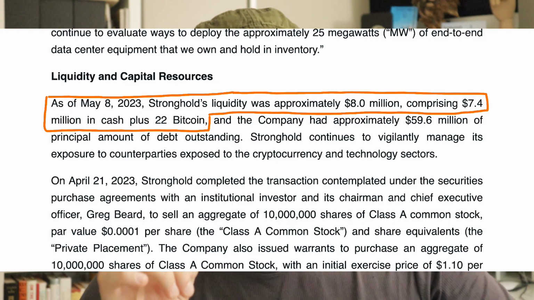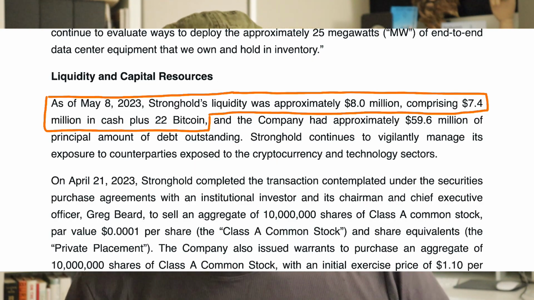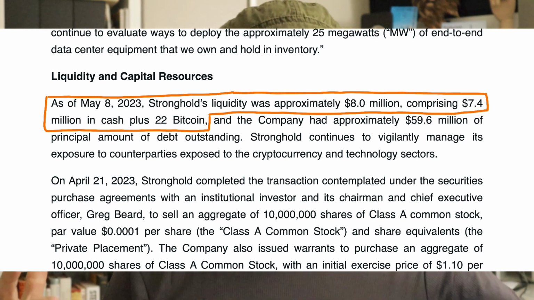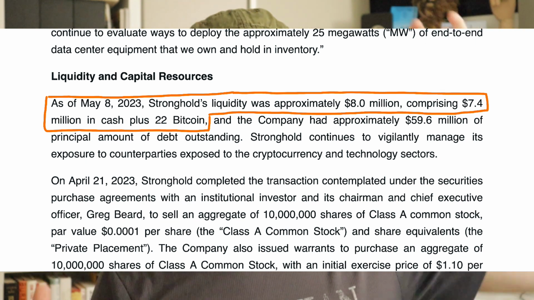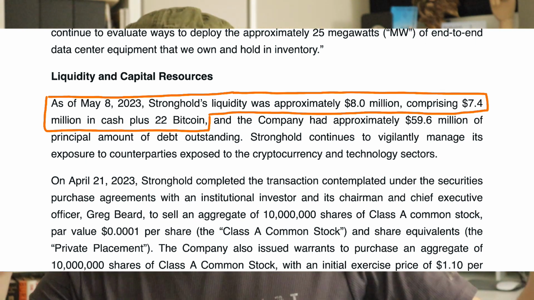As of May 8th, 2023, Stronghold's liquidity was approximately $8 million, comprising $7.4 million in cash plus 22 Bitcoin. Now, back to me.